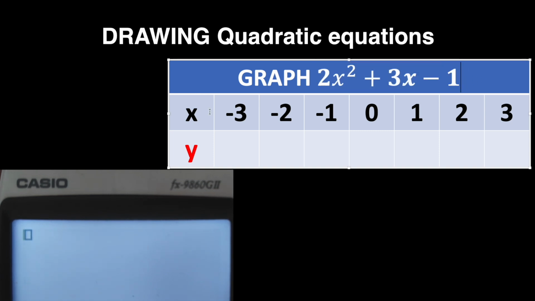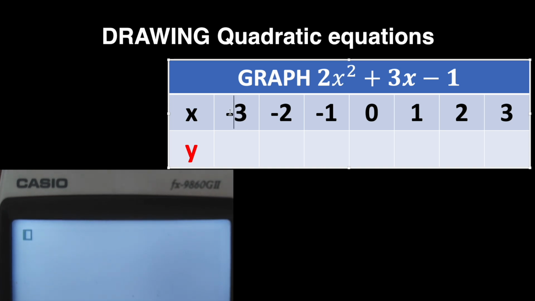Oftentimes you will have to set up this table yourself. And I always recommend having these as your x values initially: -3, -2, -1, 0, 1, 2, and 3. That is because that gives you equal space on both sides of 0, so you can see where the graph is heading. Now what we do on our calculator is we take this -3 as our x value, and we put it into our equation where the x's are. We are replacing these x's with this x value.